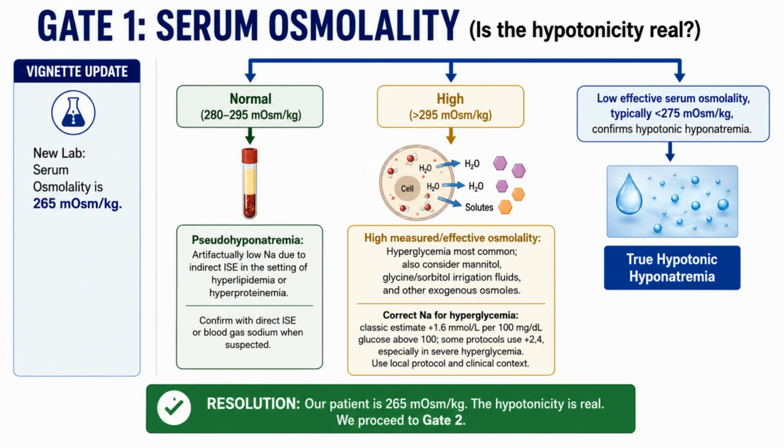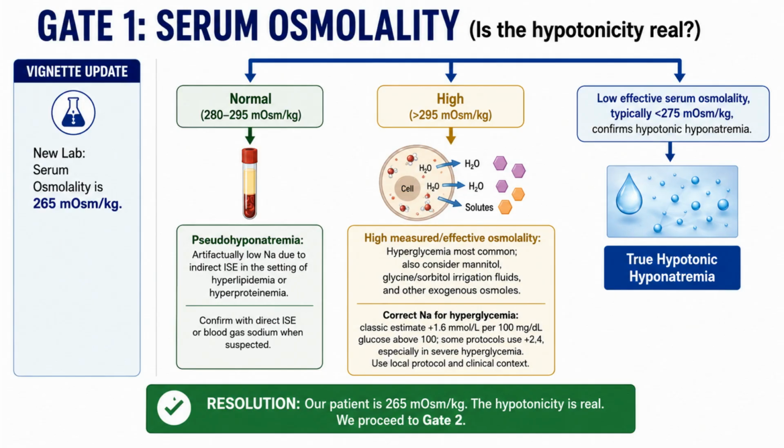If the osmolality were normal, we would think about pseudohyponatremia from severe hyperlipidemia or hyperproteinemia, especially with older indirect laboratory methods. If the osmolality were high, we would think about glucose, mannitol, or other effective osmoles. Hyperglycemia requires a corrected sodium interpretation because water shifts out of cells and dilutes serum sodium.